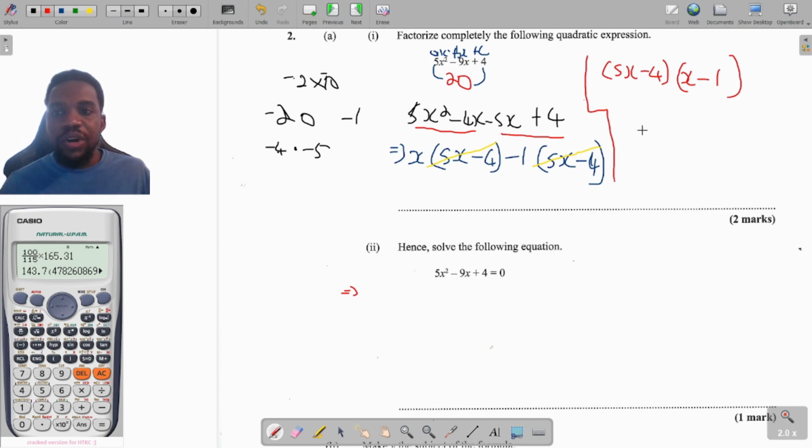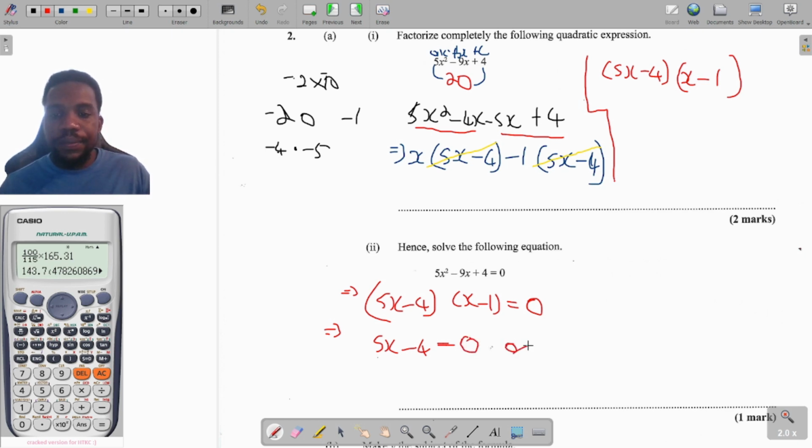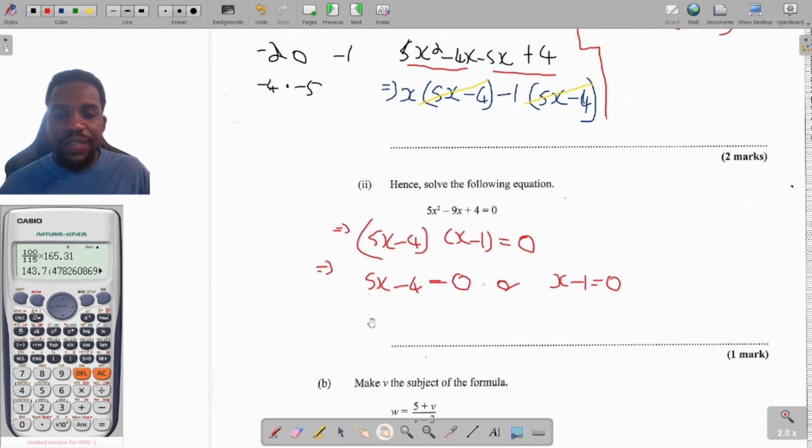Whichever works. Although technically completing the square is really the quadratic formula. So I'm going to go back for this, which is 5x minus 4 times x minus 1 is equal to 0. It makes it easier to work this way. Why? I know that if two things multiply to give me 0, then one of these two things must be 0. So 5x minus 4 is either going to be 0 or x minus 1 equal to 0. Now you have two simple linear equations, so we get right into solving them.